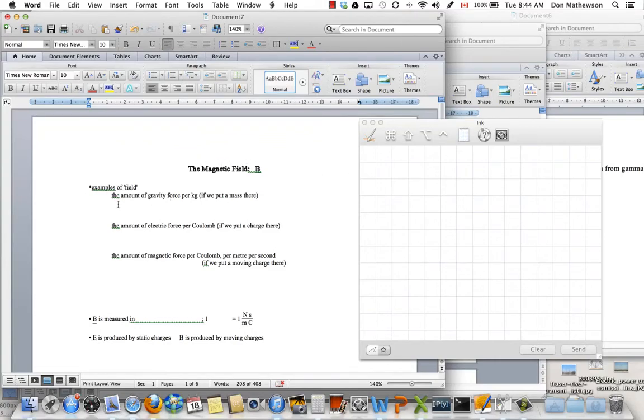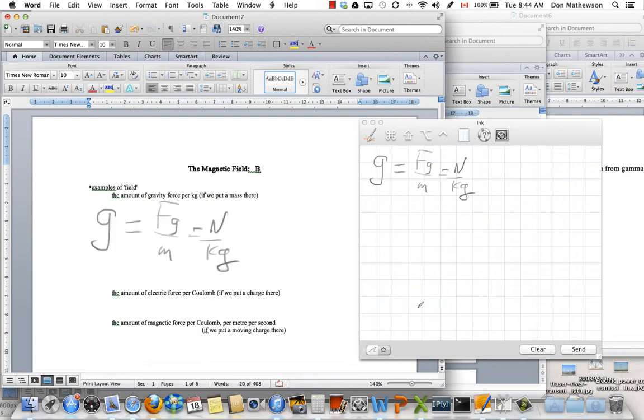Okay, some notes on the magnetic field. Examples of field: the amount of gravity force per kilogram, if we put a mass there. So that's the ratio of gravitational force per mass. That's the first field we encounter in physics.